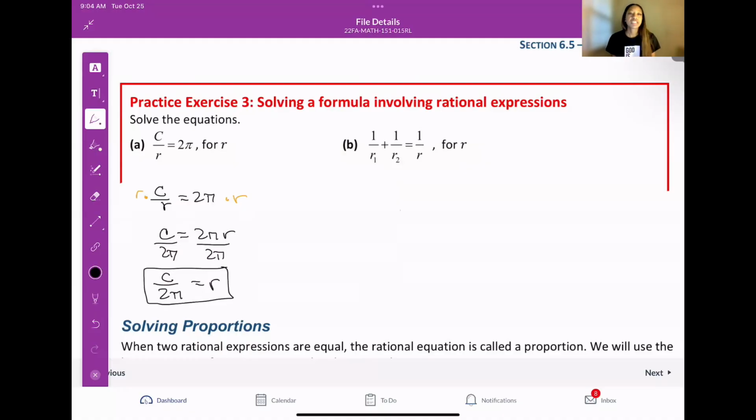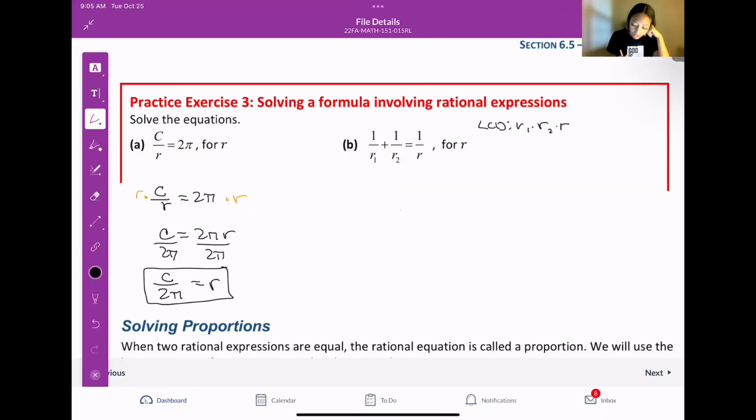All right, part B is interesting because you have to be careful with your subscripts, R1, R2, and R. And we're solving for R. So 1 over R1 plus 1 over R2 equals 1 over R. And we want to solve for this R. In this case, all of these are different numbers, R1, R2, and R. So our LCD is R1 times R2 times R.